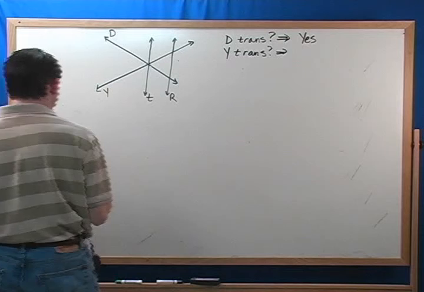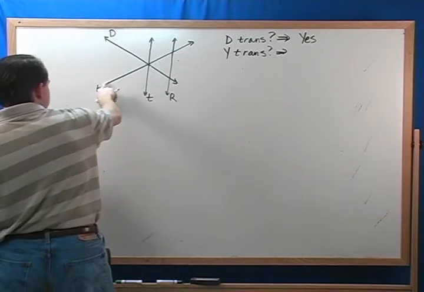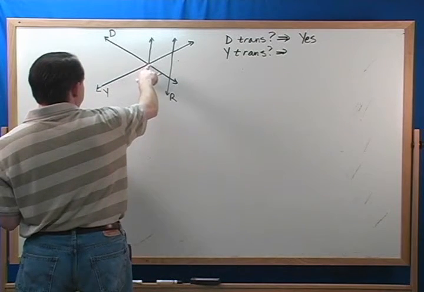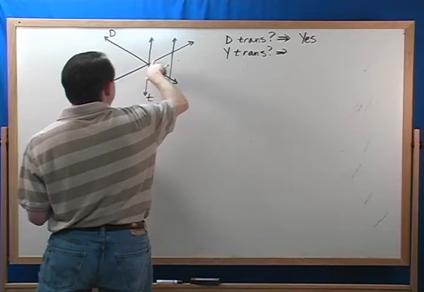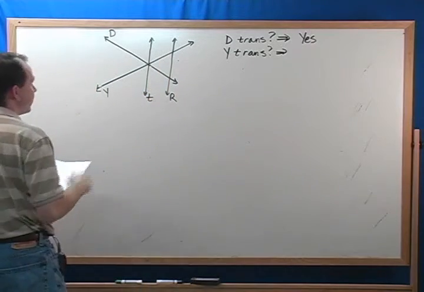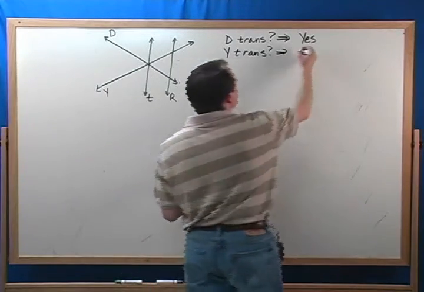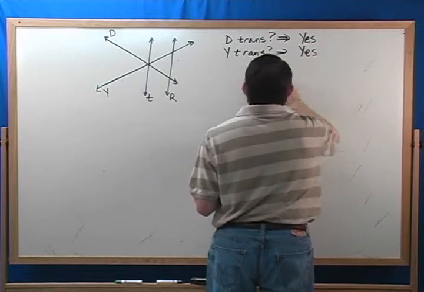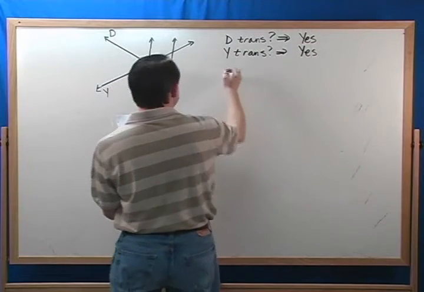Okay, let's look at what Y does. Y starts here and it goes on, so it definitely hits a line here. It hits T, right? And then it goes on, and then it hits R. So it definitely hits two or more other lines. So yes, Y is transversal.